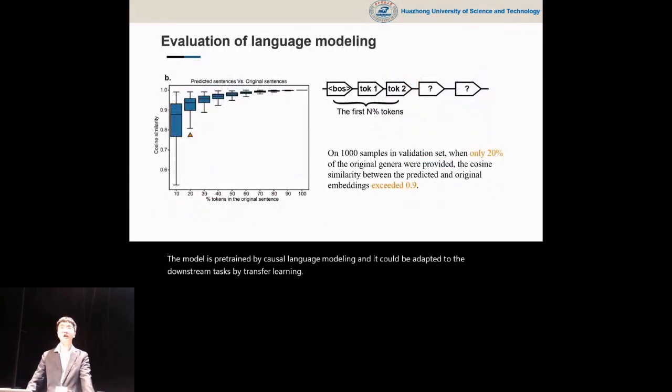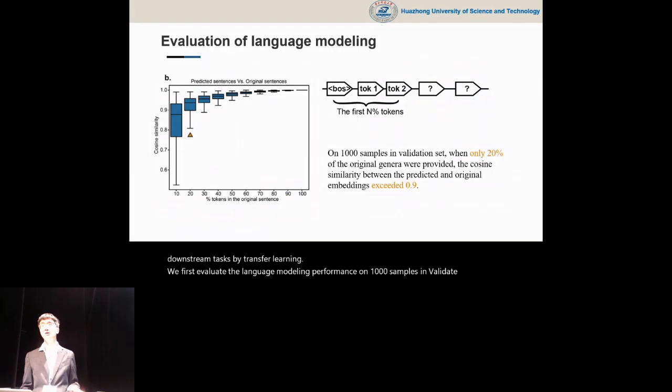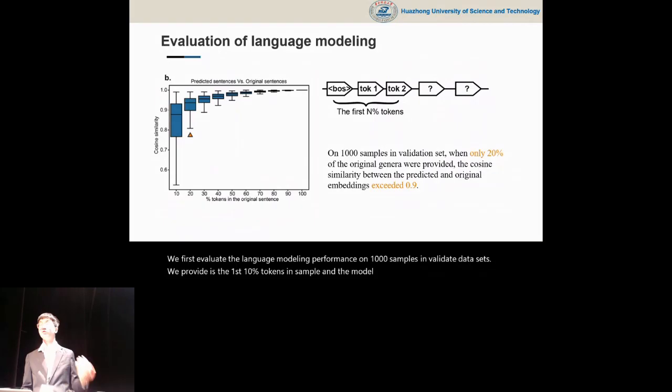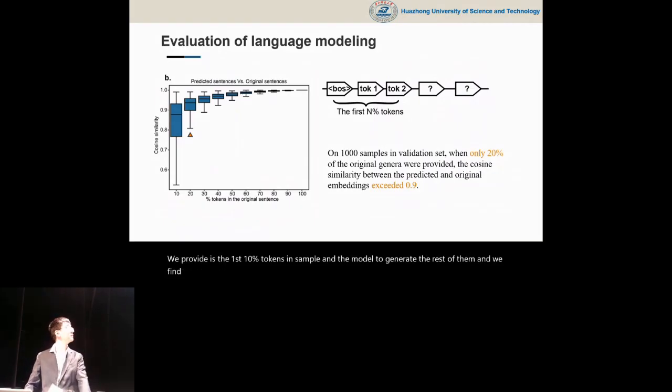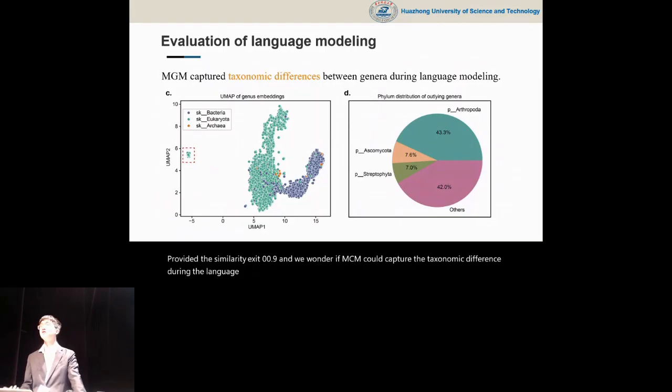We first evaluated the language modeling performance on 1,000 samples in the validation dataset. We provided the first N% of tokens in a sample and let the model generate the rest of them. We found that when only 20% of genera were provided, the similarity exceeds 0.9. And we wondered if MGM could capture the taxonomic difference during the language modeling, even if this information is not included in the encoding process.